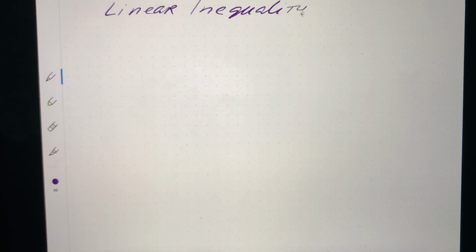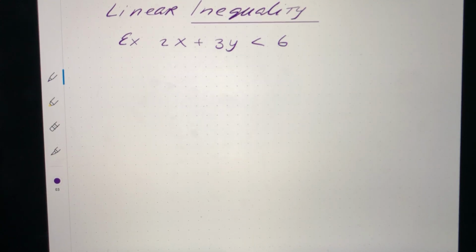In this video, let us talk about solving linear inequality. Linear inequality. Now, what does that mean? That means we have something that comes from the equation of a straight line, such as 2x plus 3y. But instead of equal sign, we have an inequality. So we may get something less than 6. So this would be an example of linear inequality.